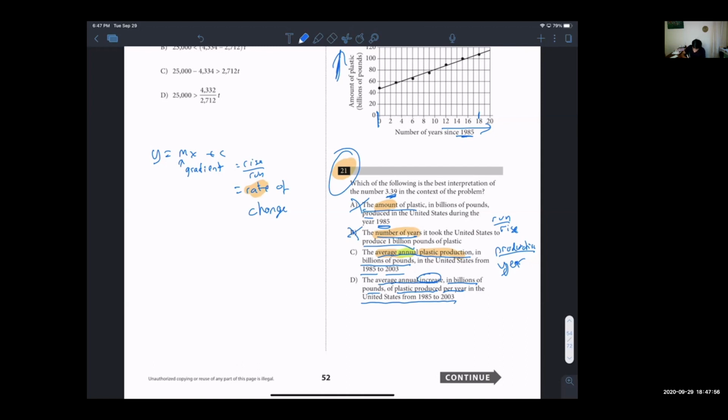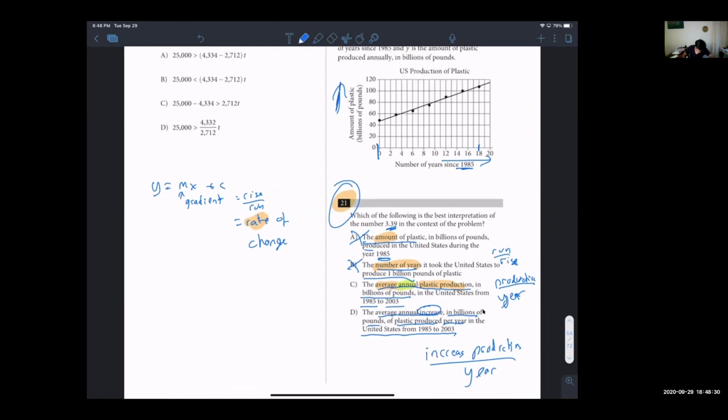So this is increased production per year. So let me do this poll again. Now that we know this, between C and D, which one do you think it is? Is it production per year, the average production per year, or is it the increase in production per year? Good, nice, okay, excellent. All of you getting it. It's the increase in production per year, correct?